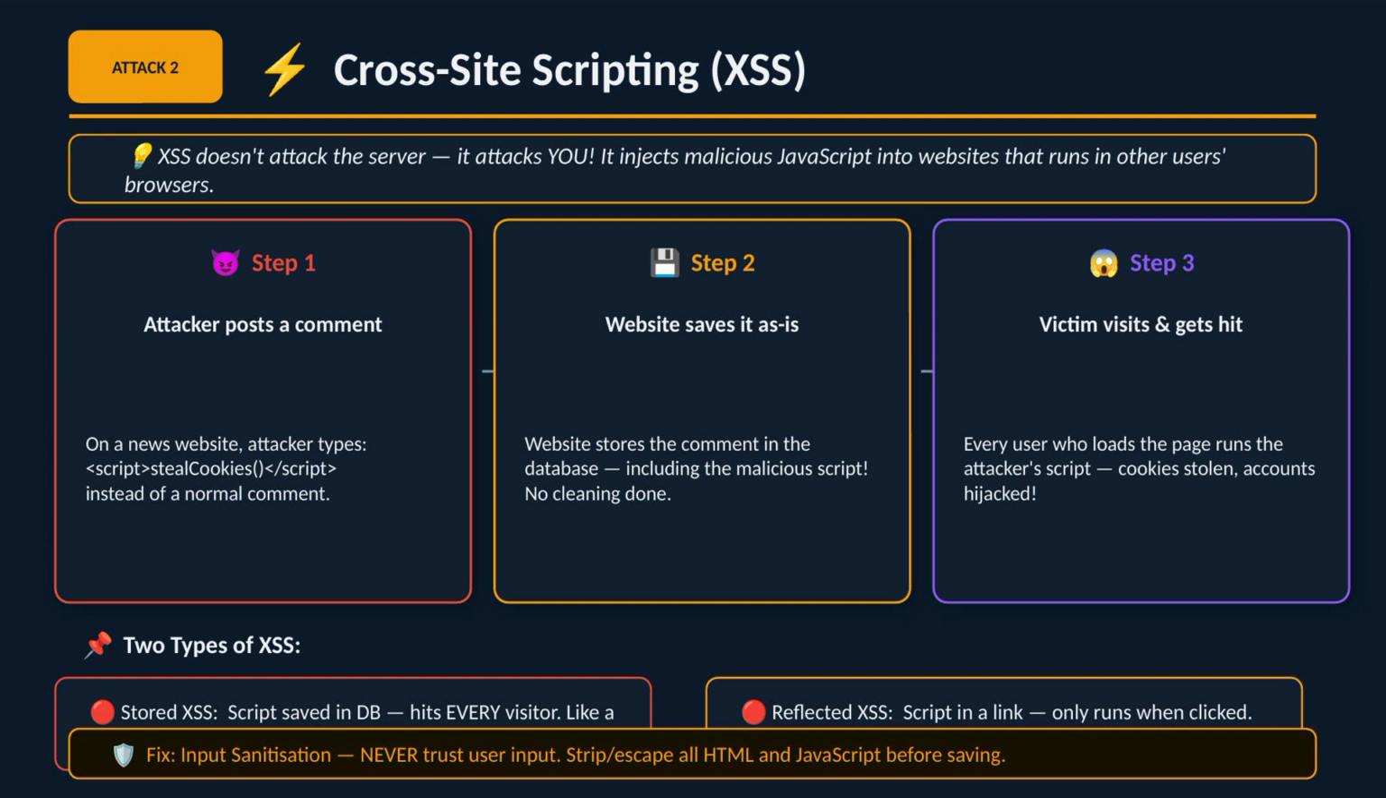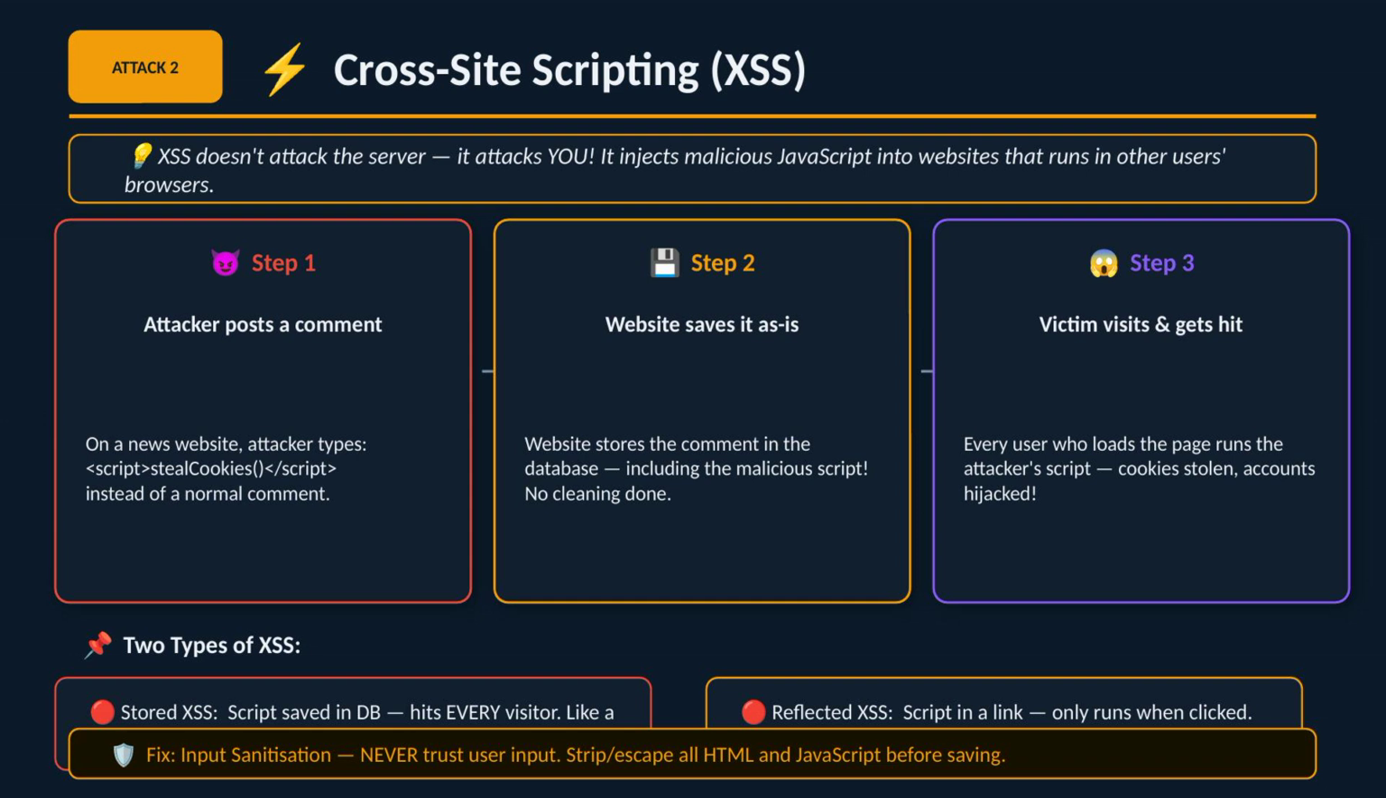Here is a simple example. Imagine a comments section on a news website. A normal user types great article, but an attacker types open angle bracket script close angle bracket steal cookies open angle bracket / script close angle bracket. If the website does not clean that input, it saves the script as a comment. Now every person who visits the page and sees that comment has the attacker's JavaScript execute in their browser. The attacker can steal cookies, redirect users to fake login pages, or even take over accounts.